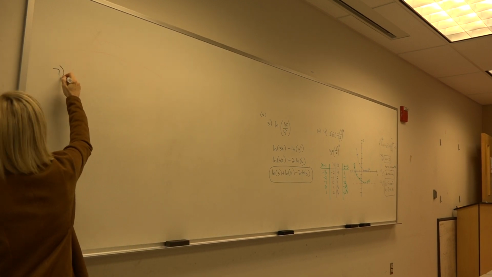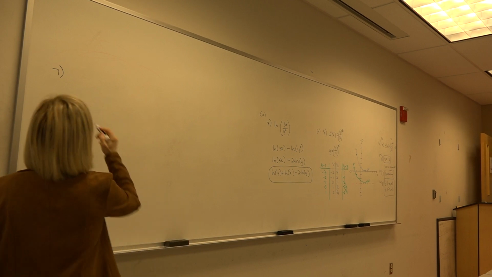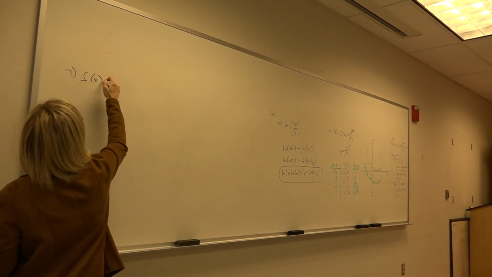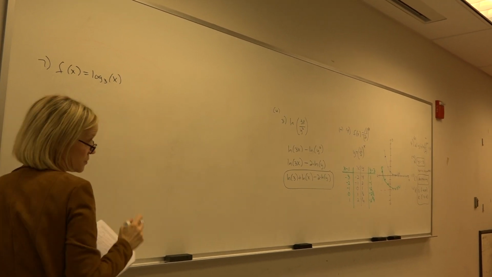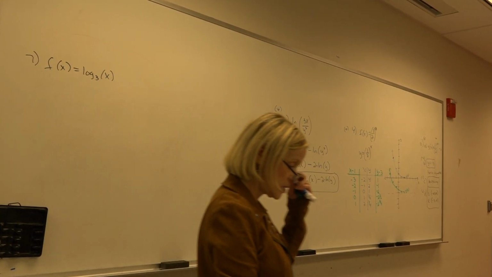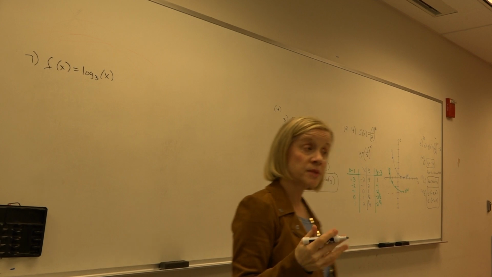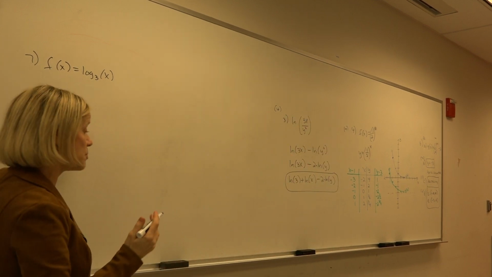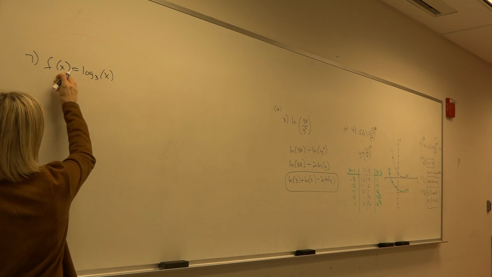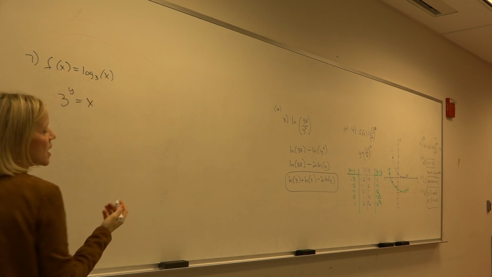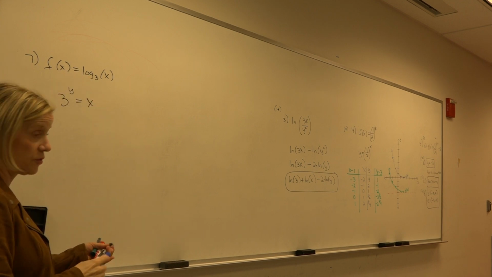Number 7 says graph this function, f of x equals the log base 3 of x. So again, our brains don't really think very well in logarithms, so we're going to rewrite this as an exponential function. So we're going to take 3 to the y equals x. So that's really what we want to graph as our basic function.